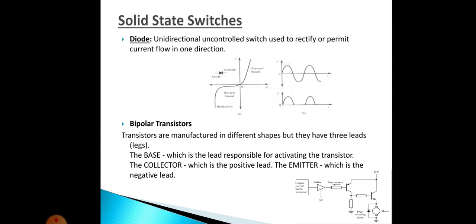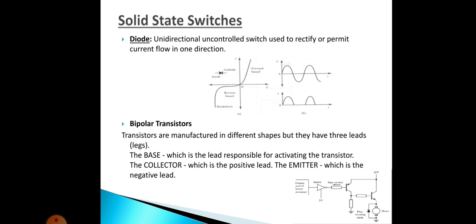A diode is a unidirectional uncontrolled switch used to rectify or permit current flow in one direction. Unidirectional means only in one direction the current will be flowing; in the other direction the current will not flow. During forward bias the diode will work, during reverse bias the diode will not work. So only during the positive half cycle you get the output, as you can see in the waveform.